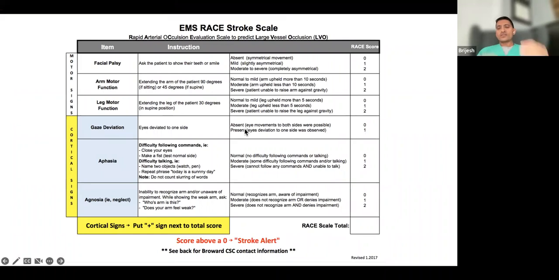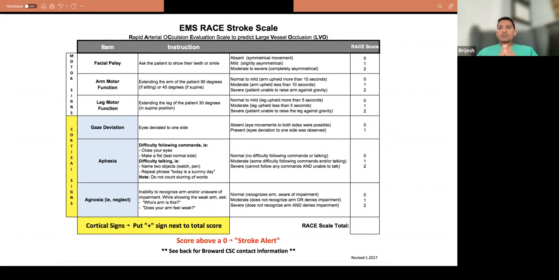And the way that works is you have frontal eye fields on each side of the brain. And so during a stroke, when one side gets knocked out, the patients automatically have a gaze preference to that side. So always remember, in a stroke, you look to the side of the stroke. So if they have a gaze preference to the right side, that means their stroke is most likely on the right side of their brain, and the motor strength is always to the opposite side. So the right side of the brain controls the left side of the body, and the left side of the brain controls the right side of the body.